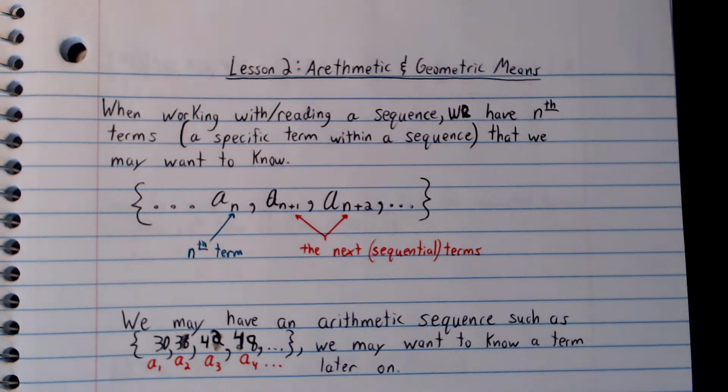Hey, what's up? Back for lesson number 2 in Unit 7. This time we're talking about arithmetic and geometric means. You'll see what that means in a second.